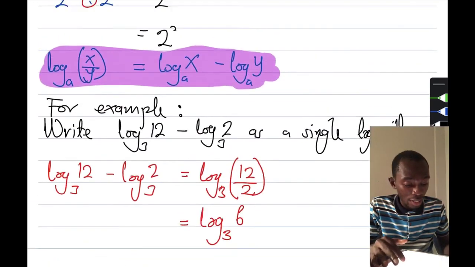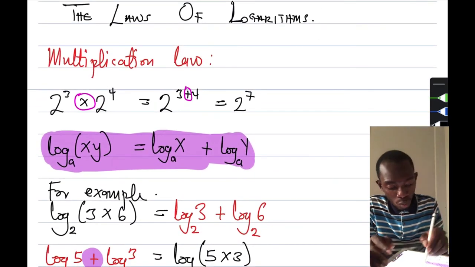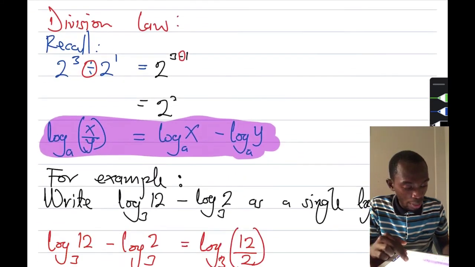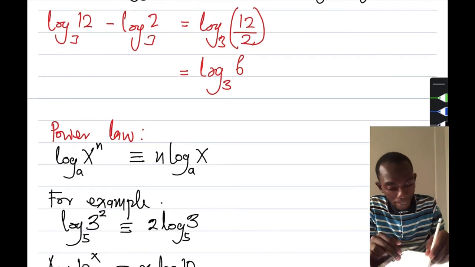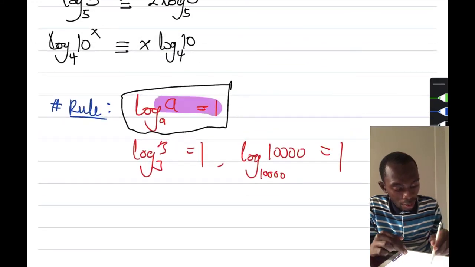So today we've seen how many things? 4 things. 1 is the multiplication law. We have also come to talk about the division law. We have come to talk about the power law. Okay, so this is what we call the power law. And finally, we are talking about this particular thing that you need to keep in mind.